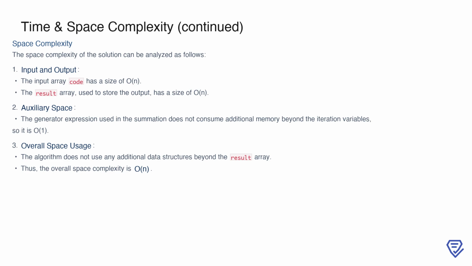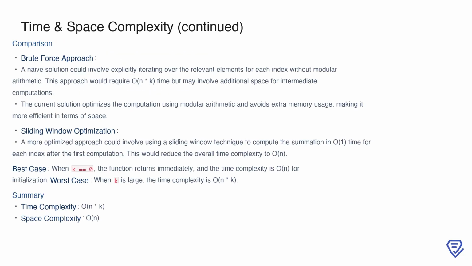Beyond these, the algorithm does not employ any additional data structures that grow with the input size. The summation within the loop uses a generator expression, which operates in constant space since it only requires storage for the iteration variables. Therefore, the auxiliary space usage is O(1). Combining these observations, the overall space complexity of the solution is O(n), driven primarily by the space required to store the result array.